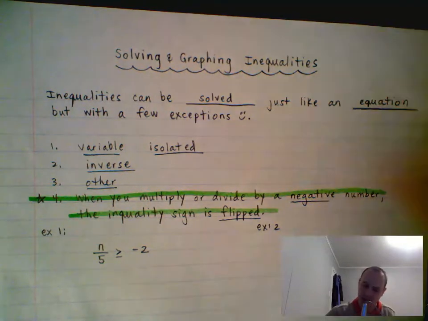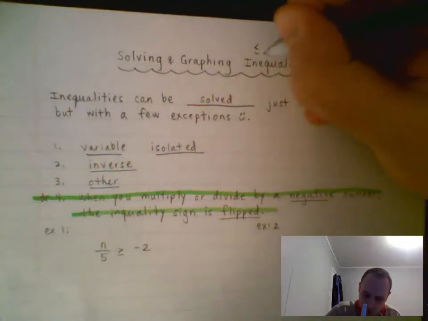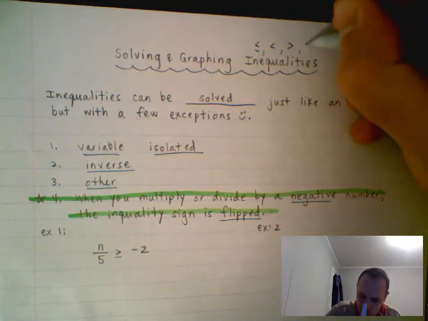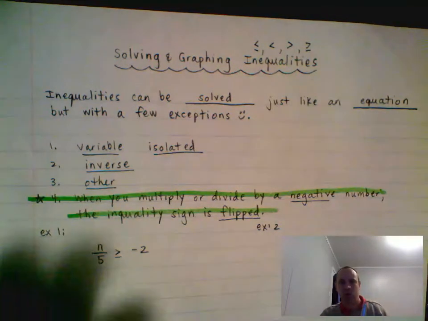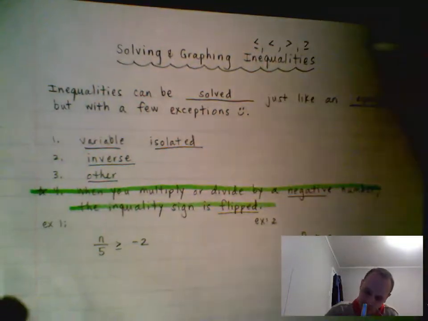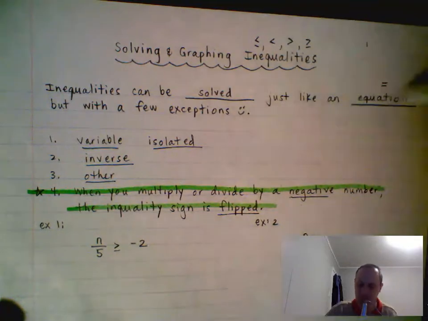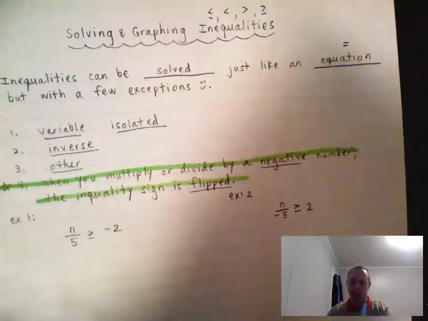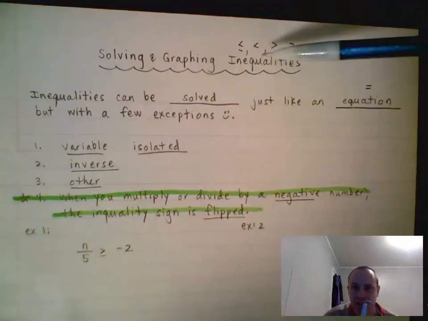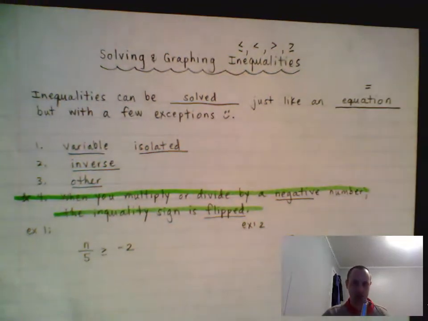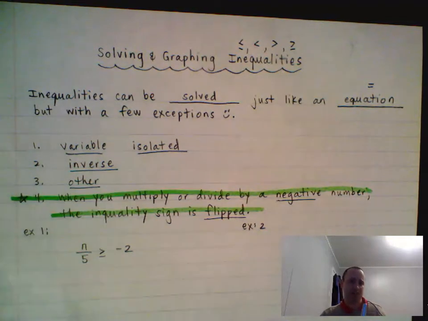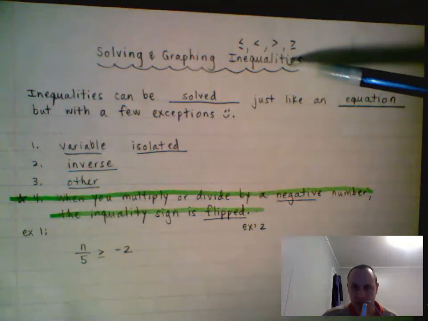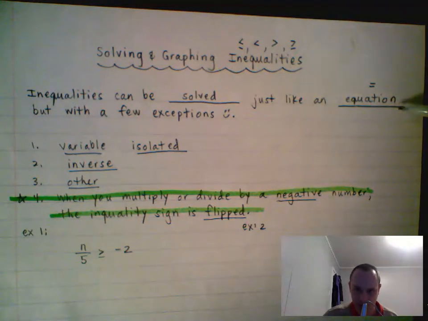Okay, so remember that inequalities are unequal or not equal to. An equation has an equal sign. Okay, so equations have equal signs. Inequalities have less than, less than or equal to, greater than, and greater than or equal to signs. So basically what this lesson is trying to say is that solving and graphing these is very, very similar to solving and graphing equations, with just a few changes.